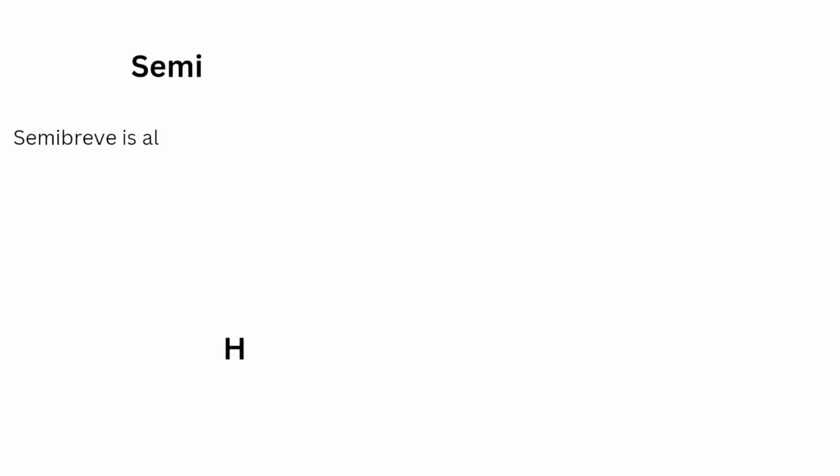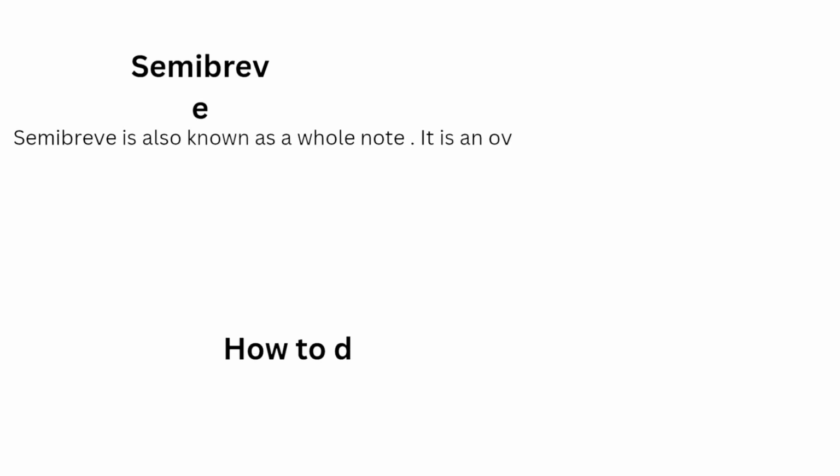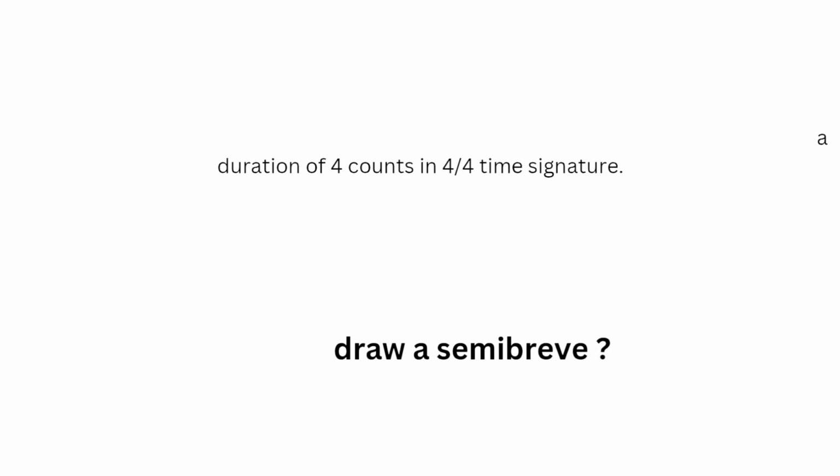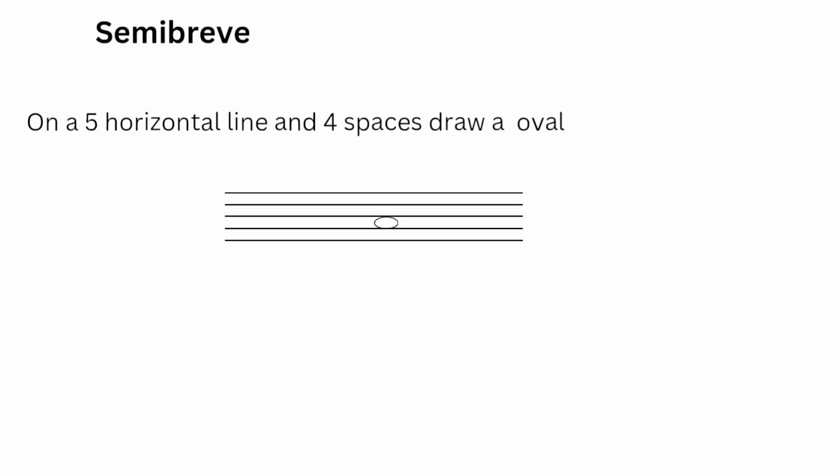Semibreve. Semibreve is also known as a whole note. It is an oval note head with no stem. It is a duration of 4 counts in 4/4 time signature. How to draw a semibreve? On 5 horizontal lines and 4 spaces, draw an oval note head with no stem.